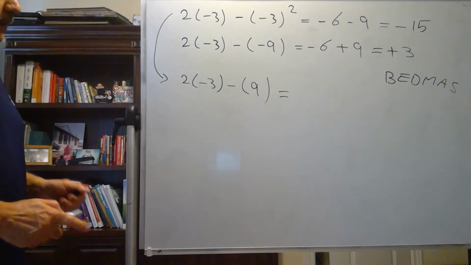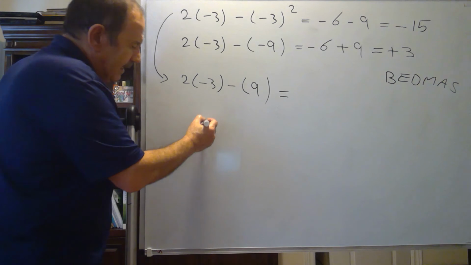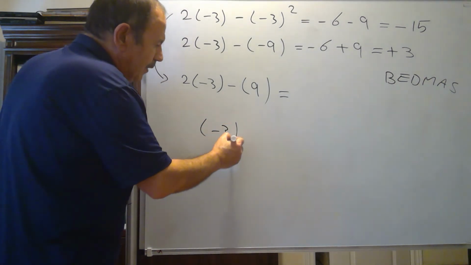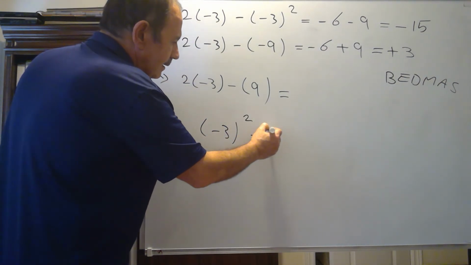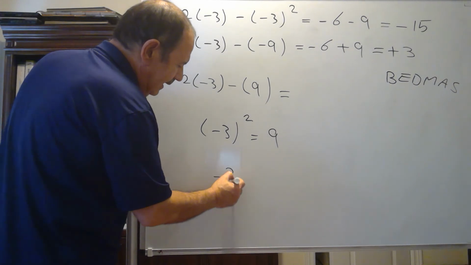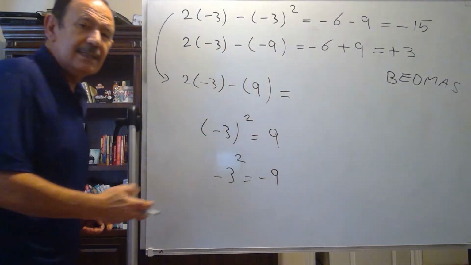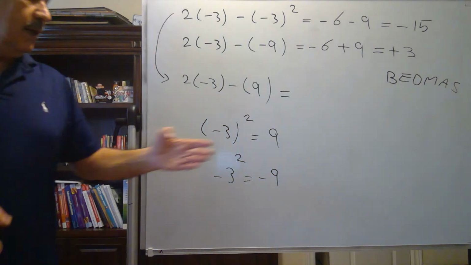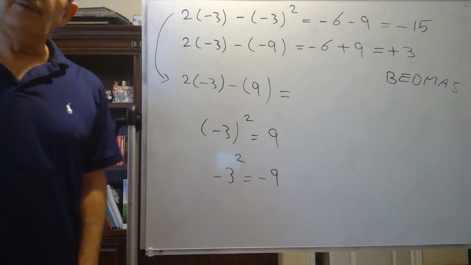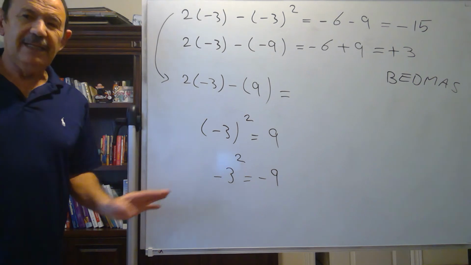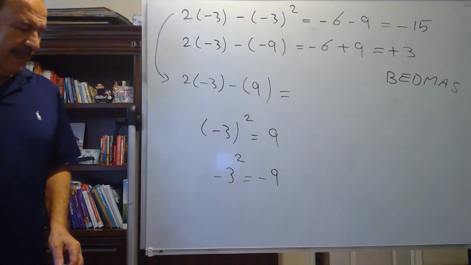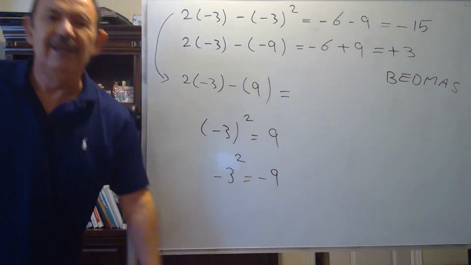Now, one question: negative 3 to the power of 2 is positive 9, and negative 3 to the power of 2 is negative 9. This is another common mistake. Why is the top one positive and the bottom one negative? I will explain this one in the next videos that you can watch.